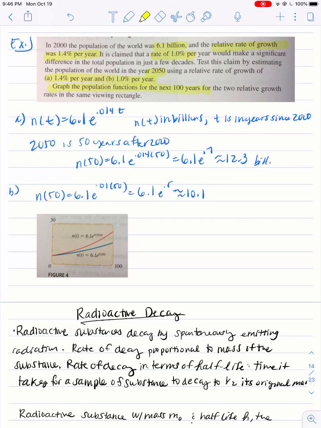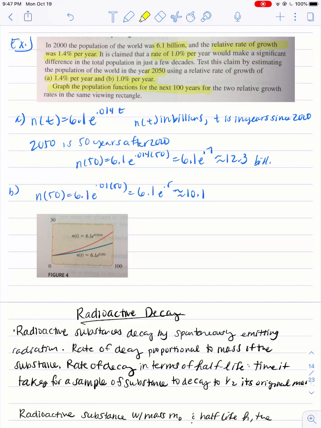For the first part, we have 1.4%, which in decimal is 0.014. N of t equals our initial 6.1, and N of t is in billions, so 6.1 billion, times e to the 0.014 t, where t is in years since 2000. 2050 is 50 years after 2000. So N of 50 equals 6.1 e to the 0.014 times 50, which is 6.1 e to the 0.7, approximately 12.3 billion. That's the population with 1.4% per year.